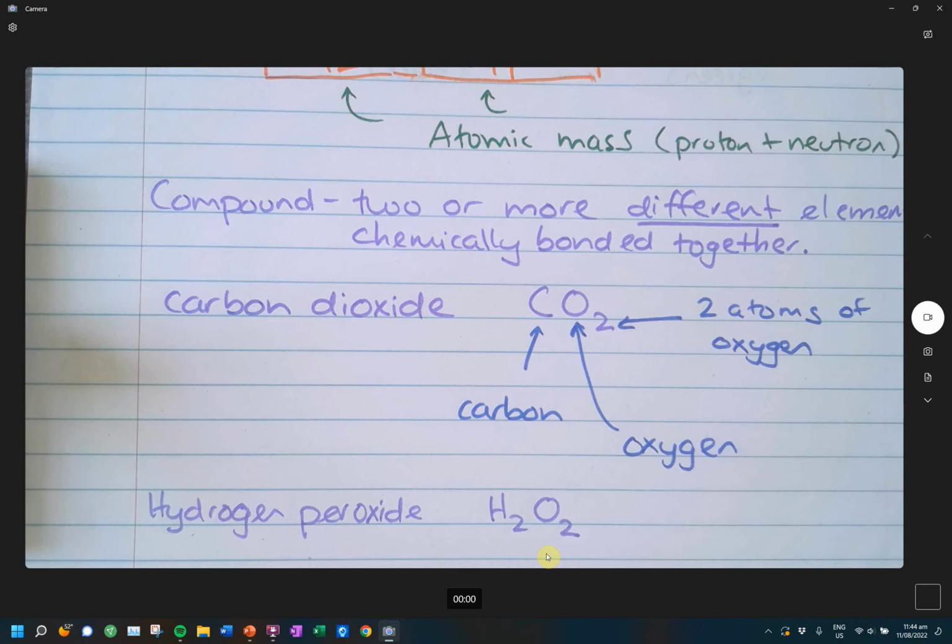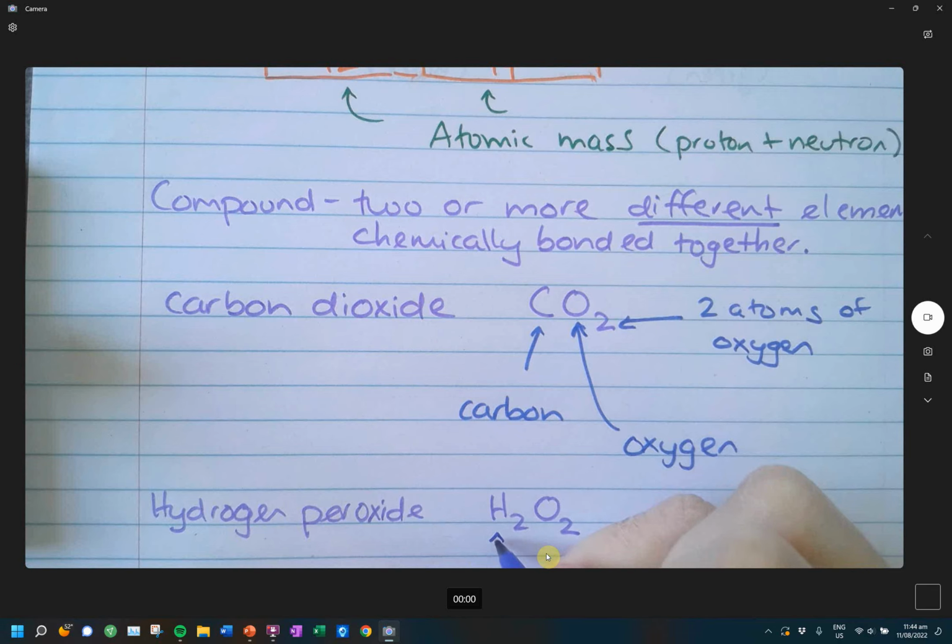In this compound, the two elements I have are hydrogen and oxygen, and for each one, I would have 2. Do you see how we're reading the symbols? Do you want me to write that down? All right, if you guys want it.